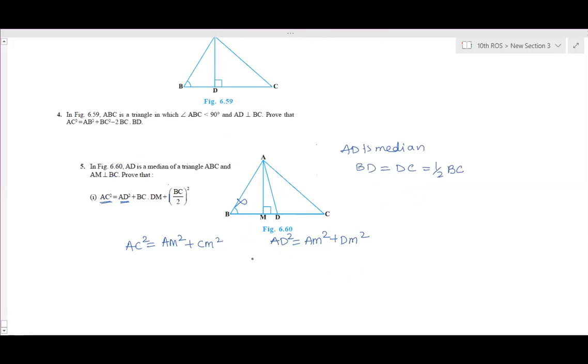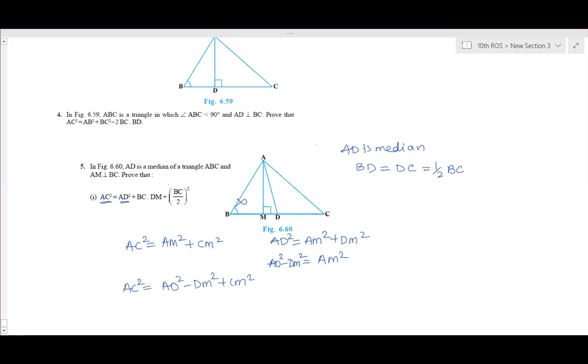The value of AM square. Because here we need AC square, in this one we are substituting the value of AM square. This is equal to AD square minus DM square. So AC square is equal to AD square minus DM square plus CM square.